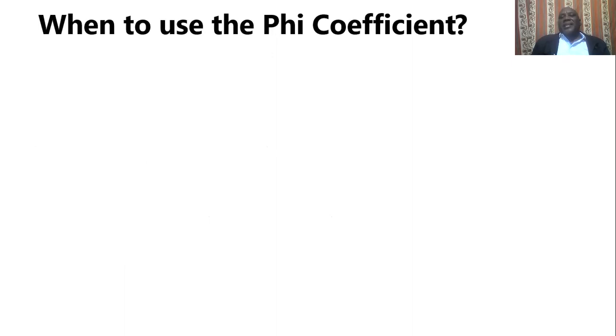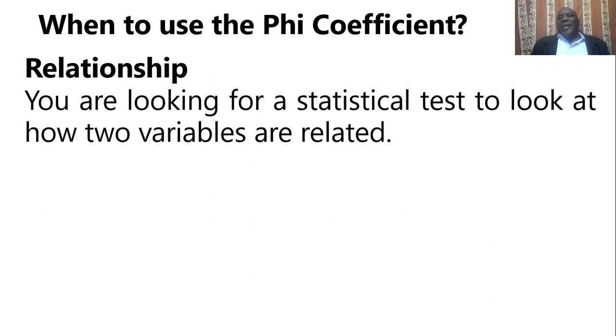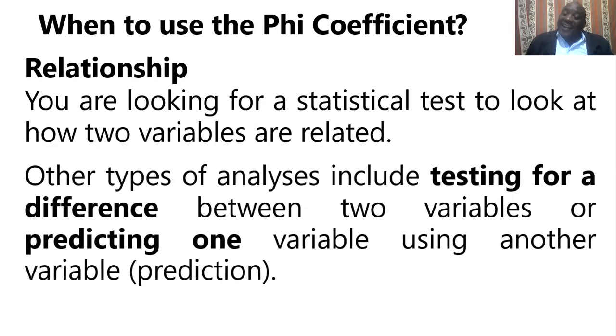We should use the Phi coefficient to check for the relationship or the association between two binary variables. There are other types of statistical tests that analyze the differences between variables, and also tests that do prediction between the variables. We are not going to consider those right now, but only the association.